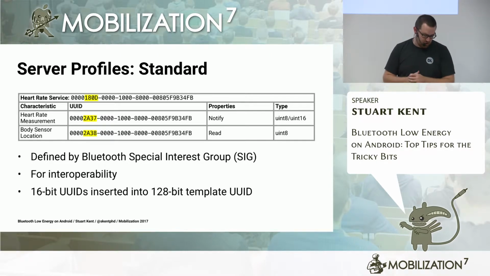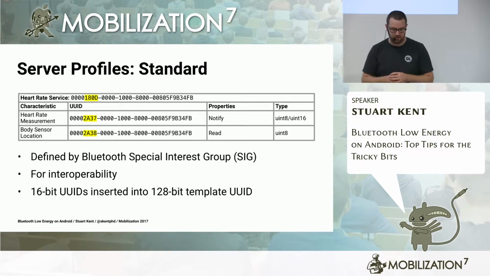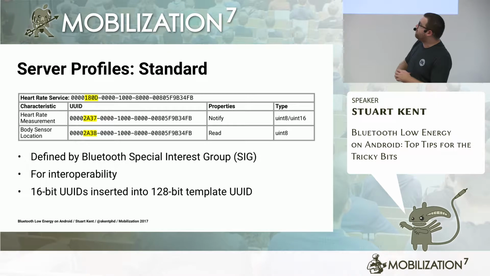And then there's type information as well, which tells us what type to expect this data to be formatted in. So you'll often see, if you read about standard profiles on the web, the four values that are highlighted in yellow there. You'll see these 16-bit UUIDs used to reference each of these components. And that's because for these standard profiles, it's kind of like a shorthand. They take these 16-bit UUIDs and stick them into this 128-bit template.